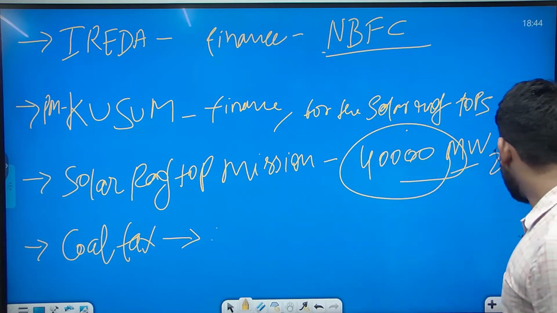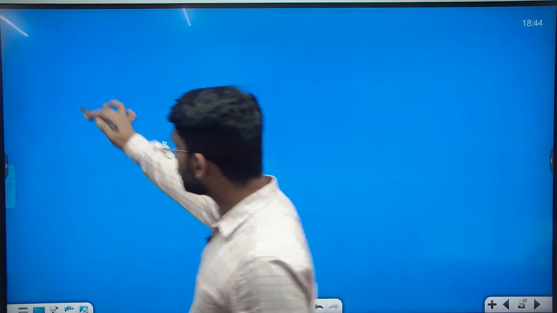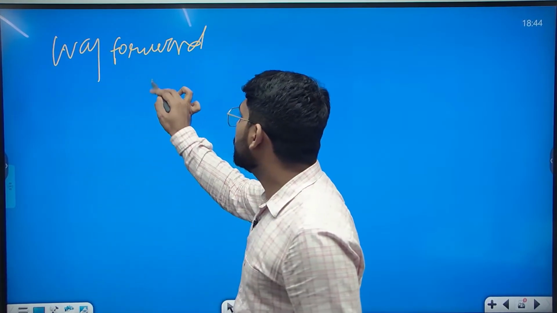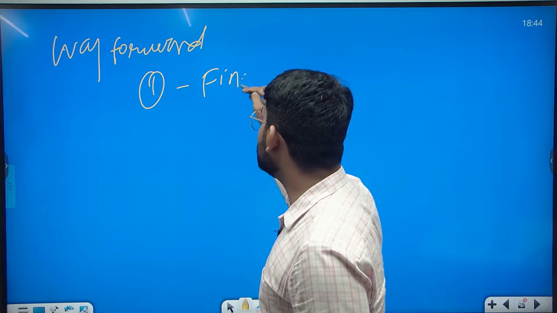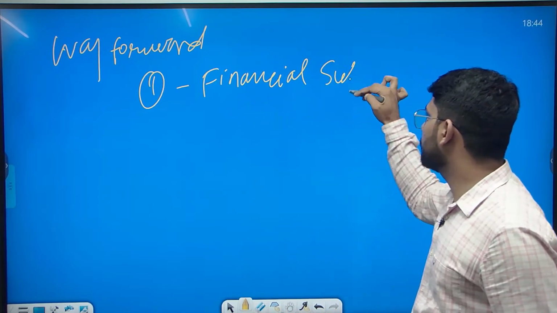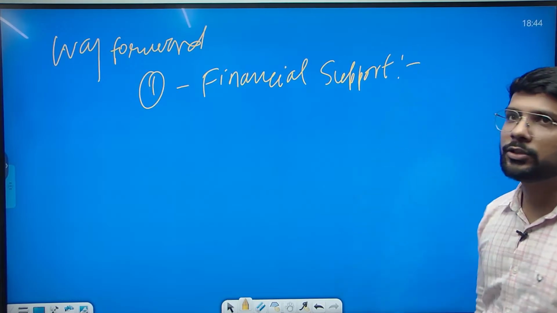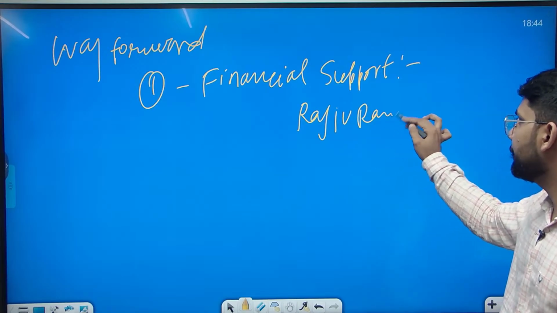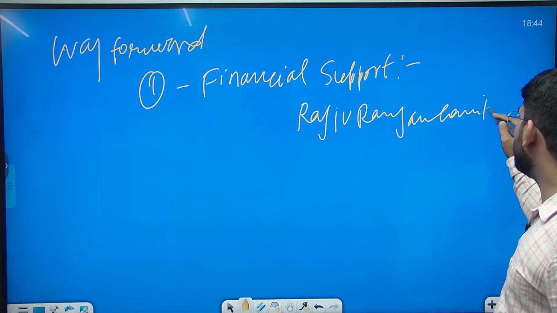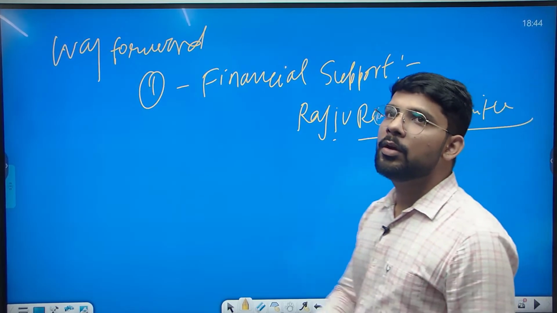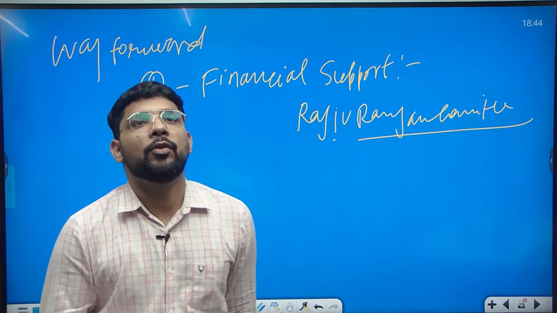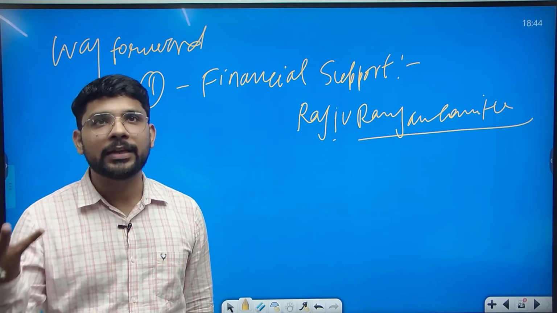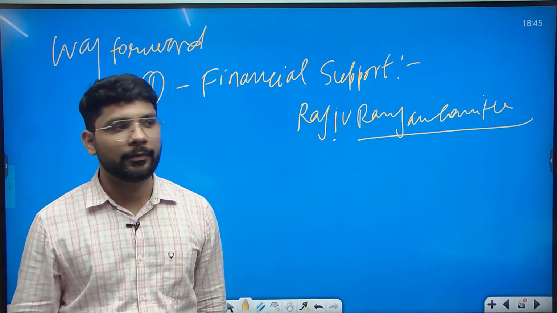Okay. Now let's come to the next point, the way forward. What can we write in the way forward? Number one, focus on financial support. It was even suggested by the Rajiv Ranjan Committee, which suggested financial support for the production of solar energy to individuals, at the industrial level, and even on a large scale.